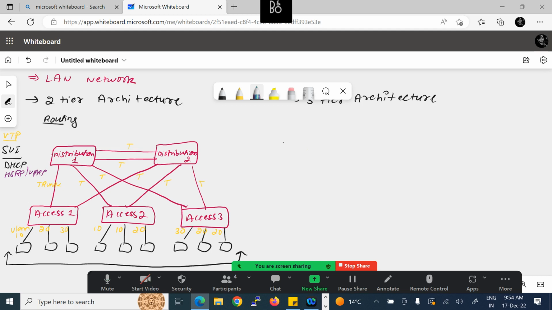What else? If you want to add something, you can drop a comment in the chat box, right? We can also configure VLAN ACL just to control the traffic in a VLAN.